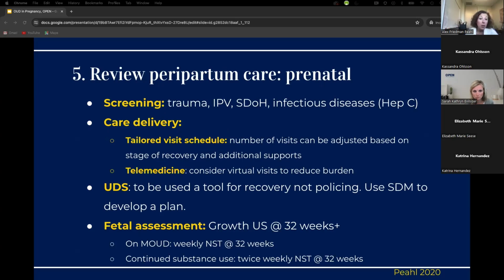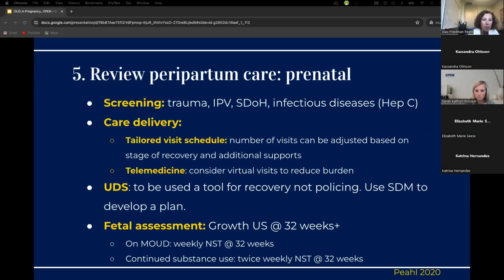In the prenatal care, this can often largely mirror what routine patients are receiving with a few additions. Focusing on screening, including trauma, IPV, and social drivers in every trimester can help to account for changing needs. And then ensuring infectious disease screening is completed, particularly looking out for hepatitis C. This should be done in the first trimester and again at 28 weeks, with a consideration of screening at 36 weeks if patients have ongoing use.